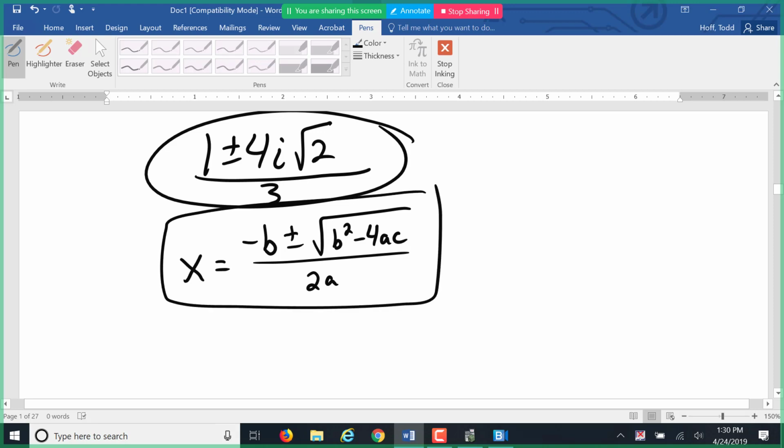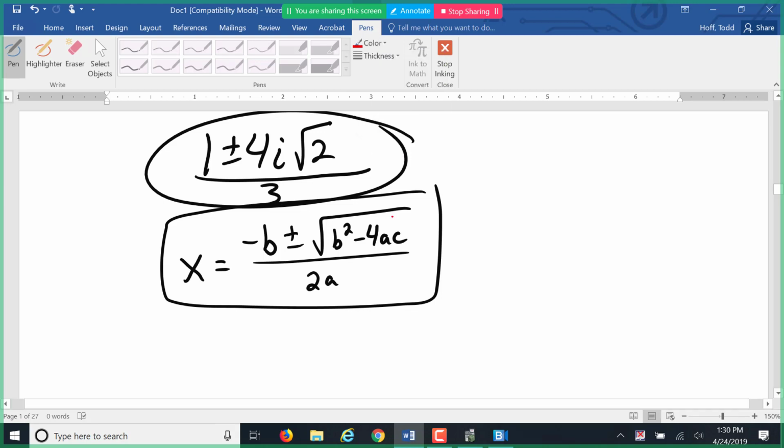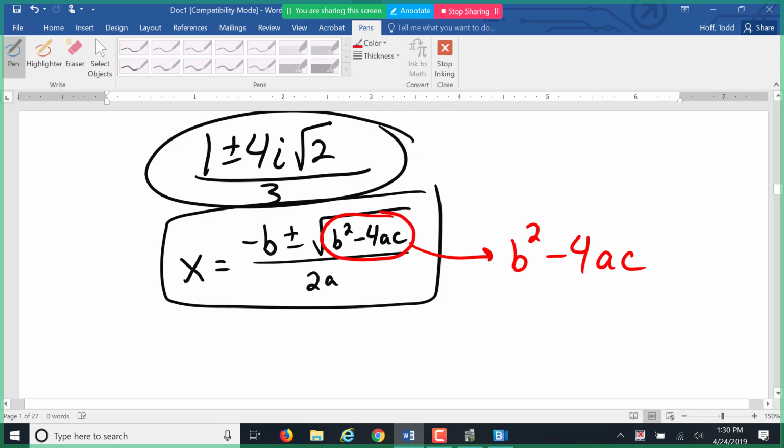So that is, of course, our official quadratic formula as we've been using the last few examples. But there is one part of that quadratic formula that's more important than the others. This part right here. B squared minus 4AC. We give it a special name called the discriminant.